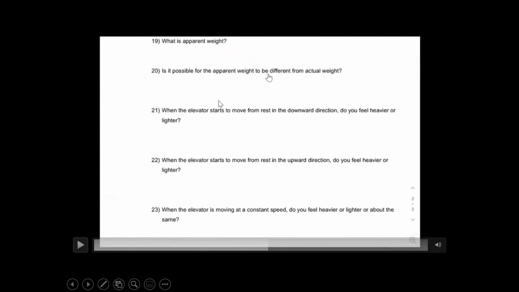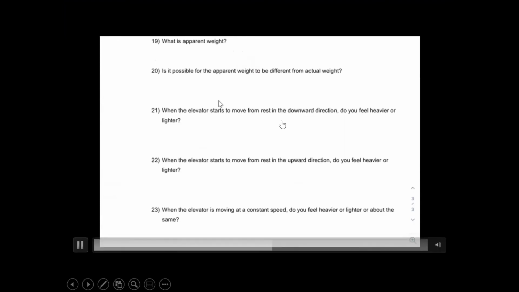So does this mean that the apparent weight could be different from your actual weight? Absolutely. You can fool the scale. You can shift some of your actual weight to a different surface, countertop, the floor, or whatnot. Also, it's going to be sensitive to the acceleration of the mass on top of it. So you're inside an elevator.